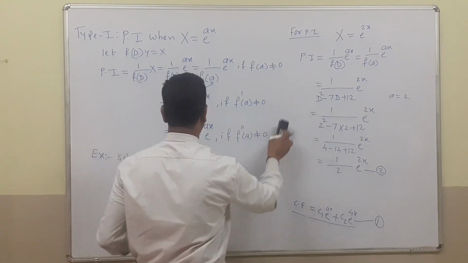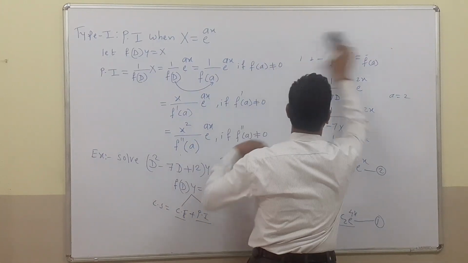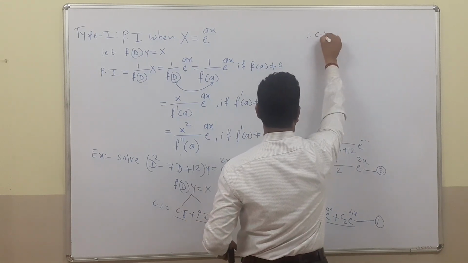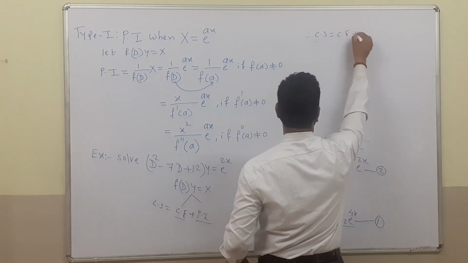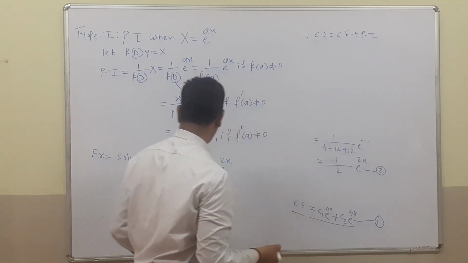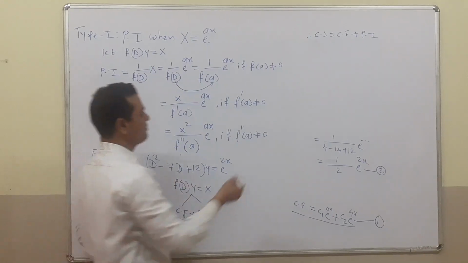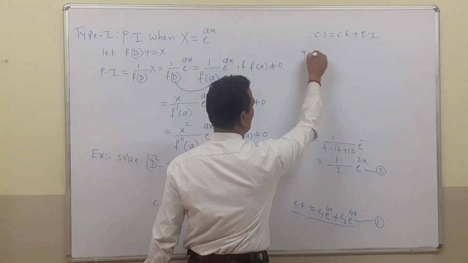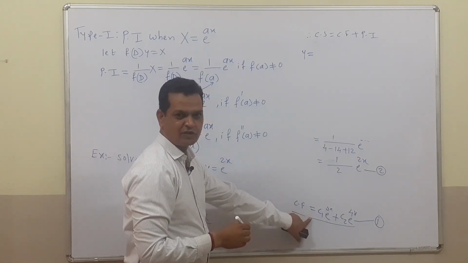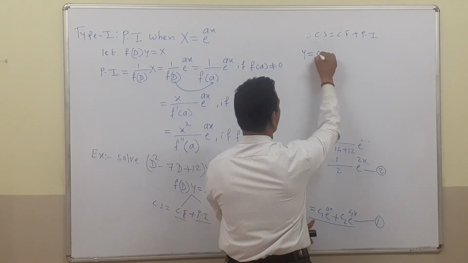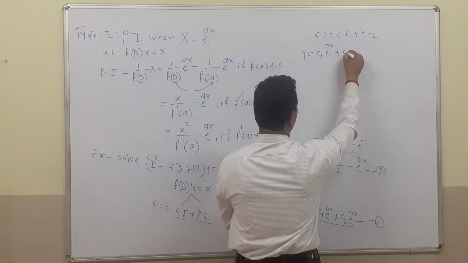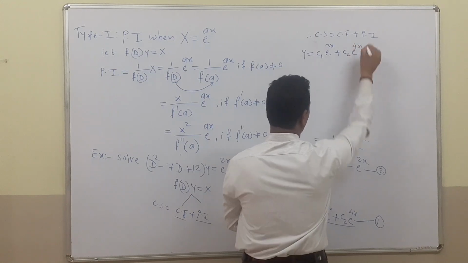So therefore, complete solution is equal to complementary function plus particular integral. So we know that complete solution of this equation is denoted by y. So we can write this as y is equal to complementary function, which is given in equation 1. So complementary function is c1 e raised to 3x plus c2 e raised to 4x.